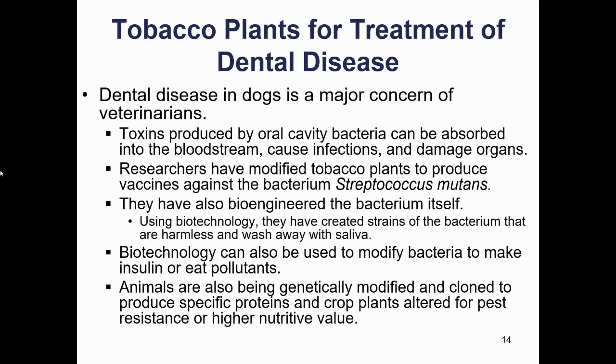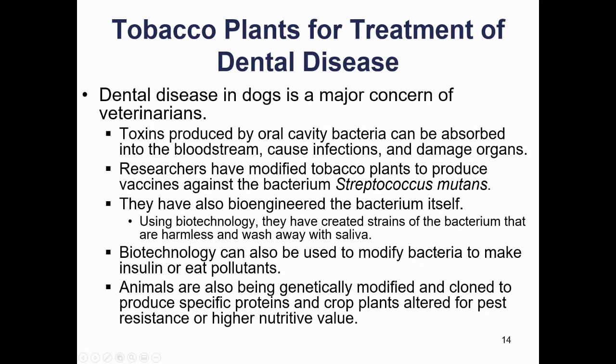Dental disease is a major concern for veterinarians because those bacteria that cause dental disease can also produce toxins that can enter the bloodstream and damage organs. This is also true in humans with dental disease. So those of you looking at dental hygiene programs, this is also a concern. Researchers have modified tobacco plants to produce vaccines against Streptococcus mutans, which is one of the bacteria involved in building biofilms on the teeth that become plaque.